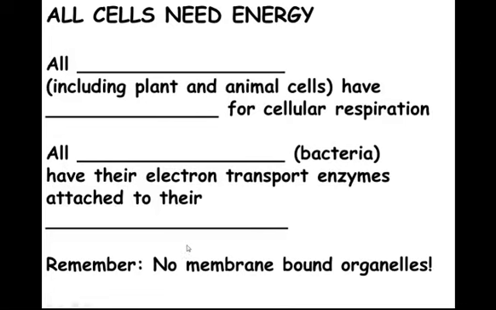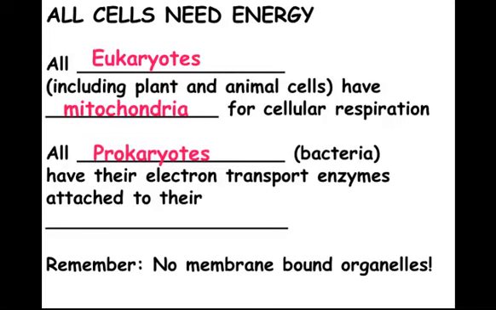Let's talk a little bit about different kinds of organisms, because remember, eukaryotes, plants and animals, fungi, protists, have mitochondria for doing their cellular respiration. But prokaryotes, remember, they don't have membrane-bound organelles. They don't have any mitochondria. So how can they do respiration? They attach their electron transporters to the only membrane that they have, their outside cell membrane, their plasma membrane. And they can still do respiration, they just need to make a little compartment.